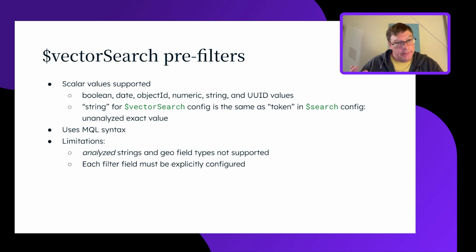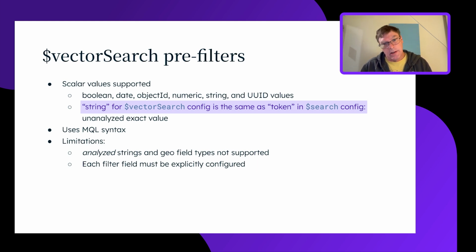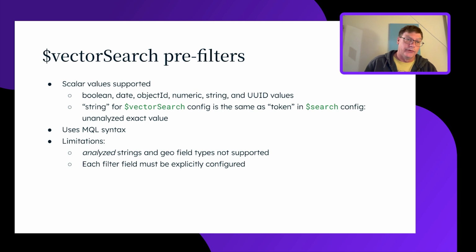So let's again talk about the $vectorSearch stage so we can see what it's missing that we need with the lexical prefilter. So again, scalar types supported: Boolean, date, object ID, numeric, string, UUID values. Those are the field types supported. And for a string field, it is an exact value match, not an analyzed field in terms of what we know in the lexical world. And so in the $search sense, this is considered the token type mapping. And the prefilters use an MQL syntax under $vectorSearch, and that syntax is different with $search vectorSearch, and we'll see that in just a moment.